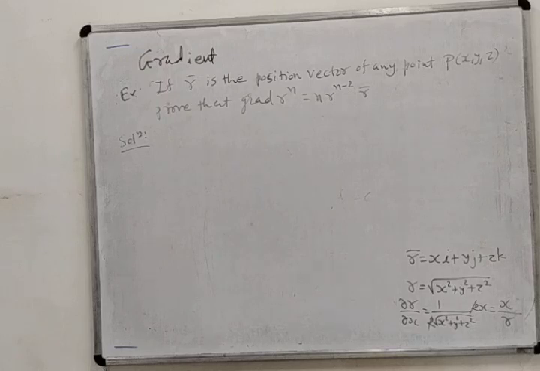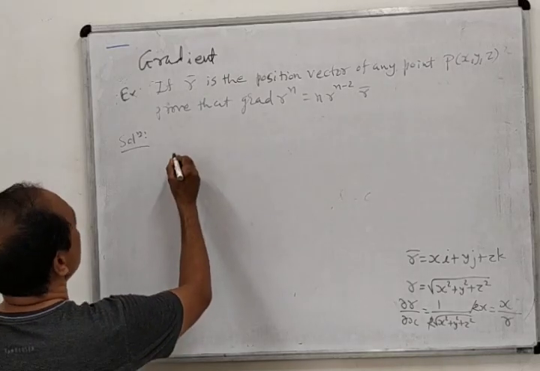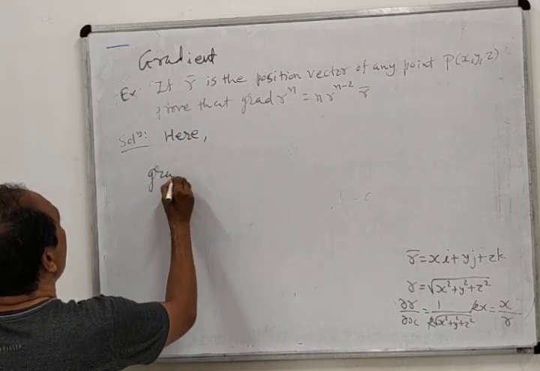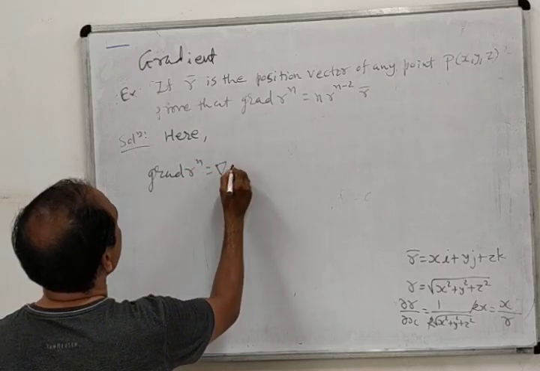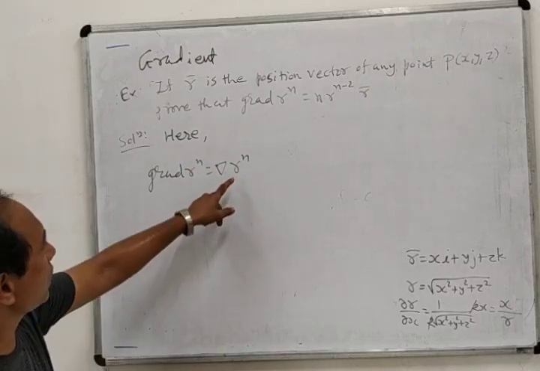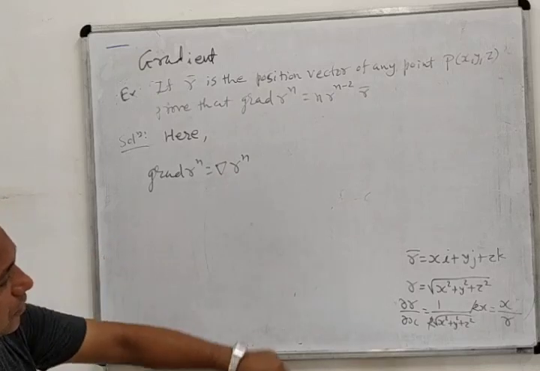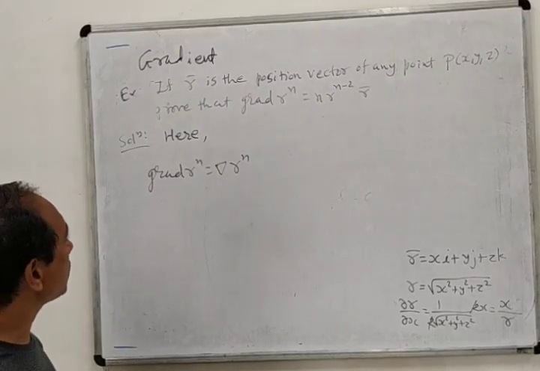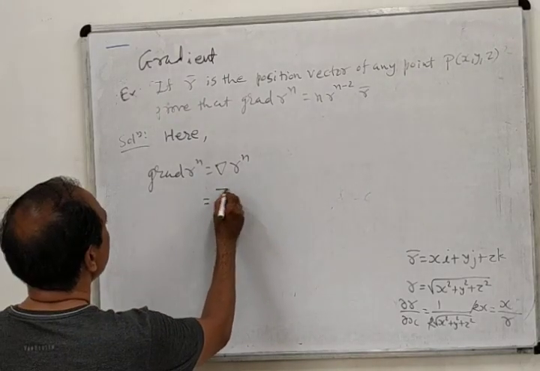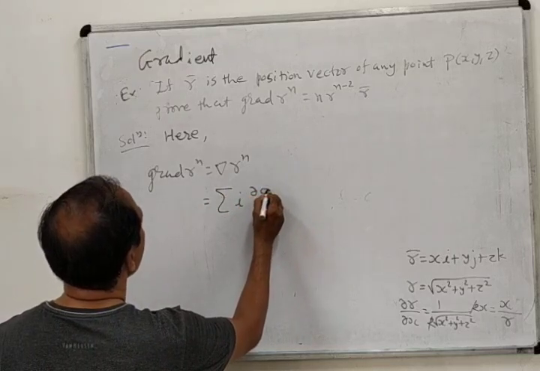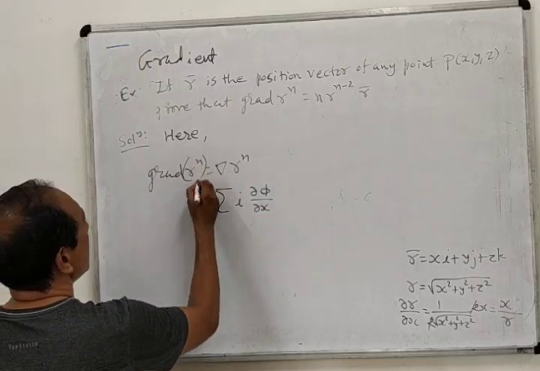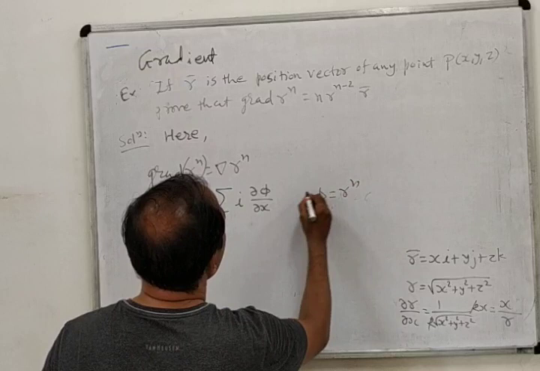So we will make the use of sigma. That means here gradient of r raised to n, sometimes it may also be written as grad r raised to n. r raised to n, r is a scalar function, so r raised to n is also a scalar function. Okay, have you understood? So we will make the use of sigma i into del phi by del x form. Here phi is what?